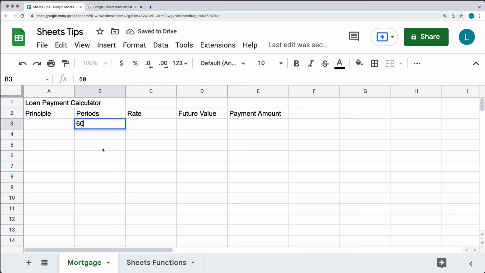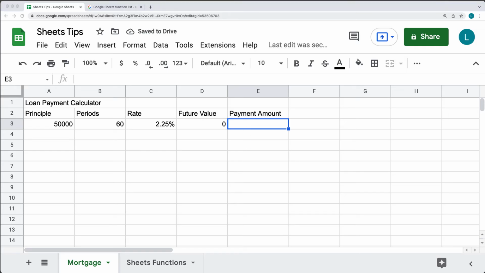So let's do 60 payment periods. We'll start out with a principal loan amount of $50,000. So if you're buying a car, you want to pay it over 60 months. So that's about 5 years. And let's say you've got a rate of 2.25% for the loan. And at the end of the loan, you want to have it fully paid off. So set that amount to zero.